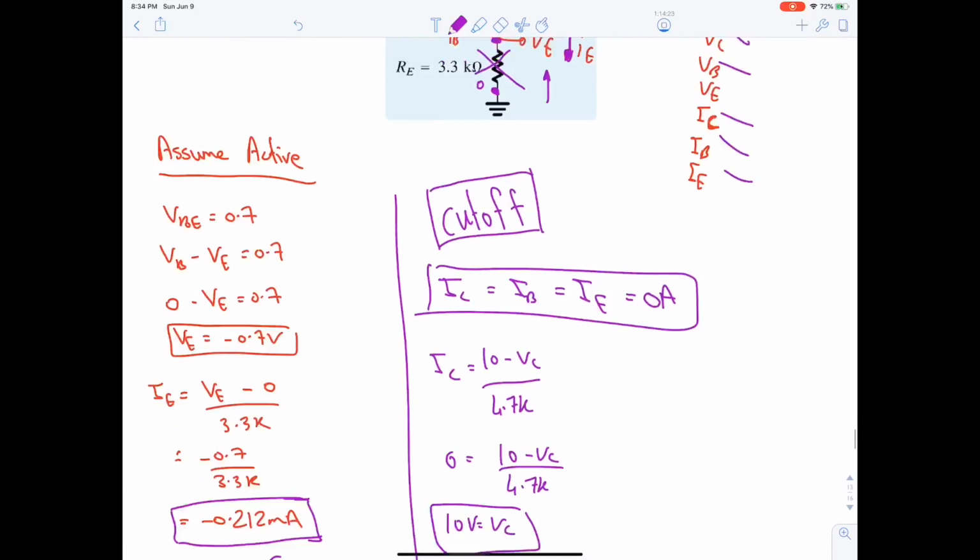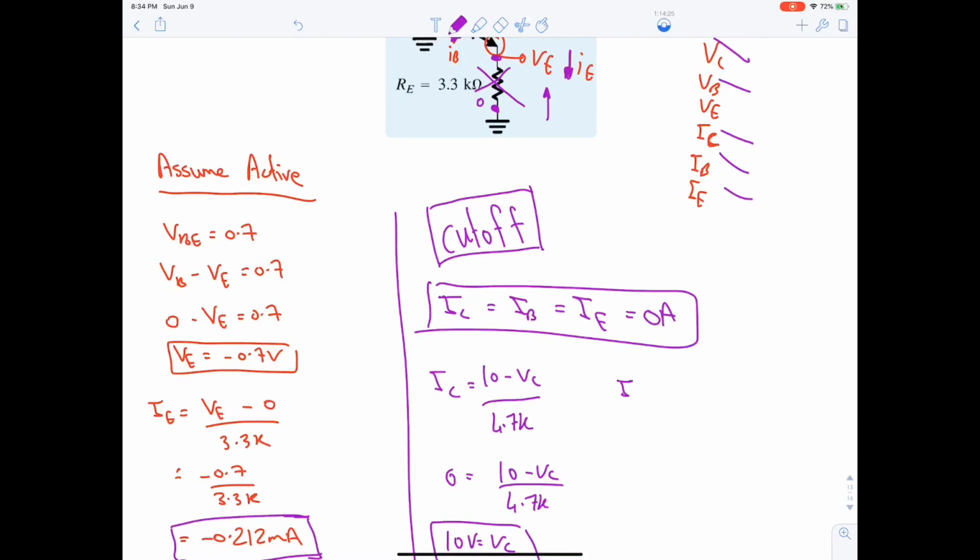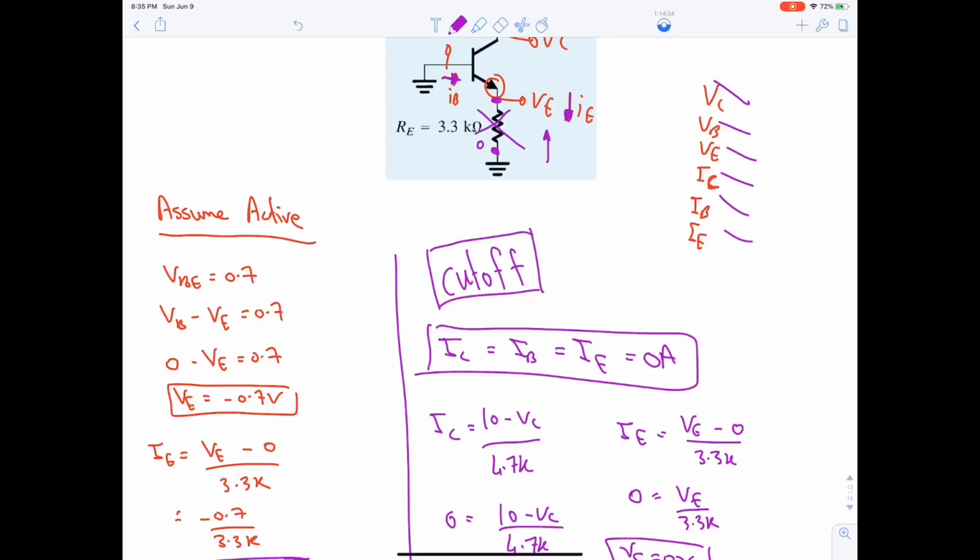You can also prove it here. You will say that IE is equal to VE minus 0 over 3.3K. Or if you want to argue that it's going in the opposite direction, it doesn't matter really because I is 0. So here it's 0, VE over 3.3K, hence VE is 0 volt. Okay, so we are done for this question.